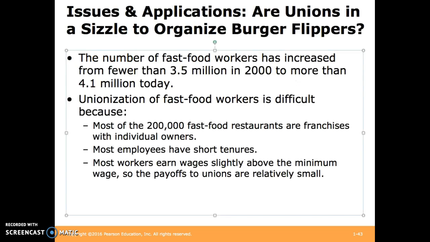Now let's consider an example for why a union may not form despite a large increase in the number of workers. In the fast food industry, the number of workers has increased from less than 3.5 million in 2000 to more than 4.1 million today. So why is the unionization of fast food workers difficult? Well, most of the 200,000 fast food restaurants are franchisees with individual owners, so it's difficult to bargain with all of them separately. Most employees have short tenures, so it's hard to increase the marginal productivity, and most workers earn wages slightly above the minimum wage, so the payoffs to unions are relatively small.